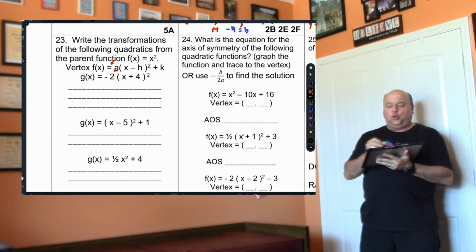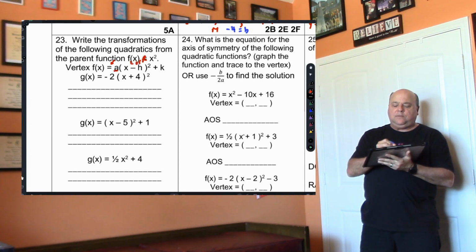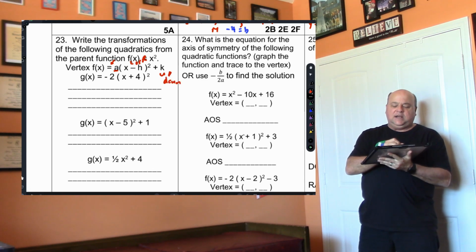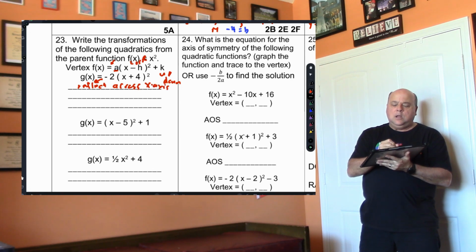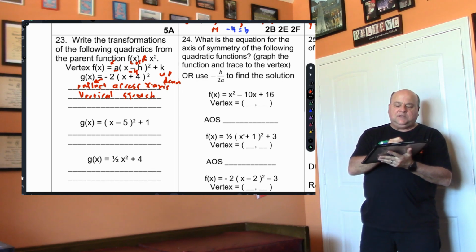This makes it narrower or wider. This is left or right. This is up or down. You just got to remember this stuff. The negative is going to reflect across the x-axis. The 2 is going to make it a vertical stretch, which makes it thinner. And then remember, if you have a number in parentheses, write the opposite. This is going to be a horizontal shift left 4.